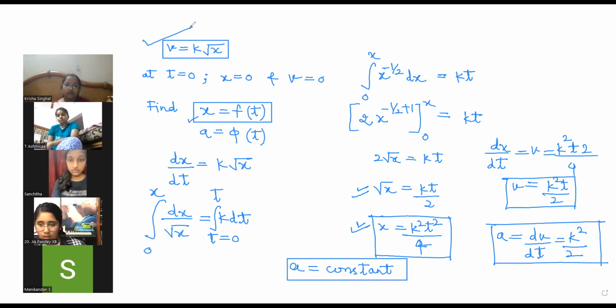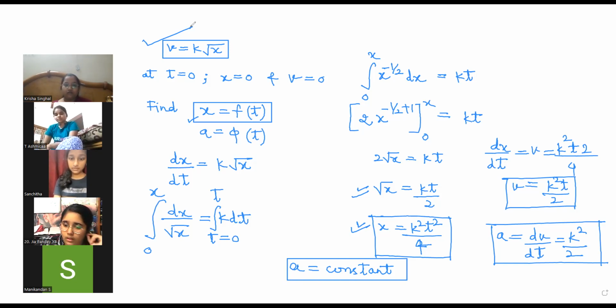What will you write? What will be the procedure? If you are seeing this question for the very first time, that v is equal to k root of x, at t equals 0, x is 0, v is 0. Now, the question is whether the equations of motion are applicable, yes or no? Are you going to do this entire process, or will you just write yes or no? You have to do this entire process.